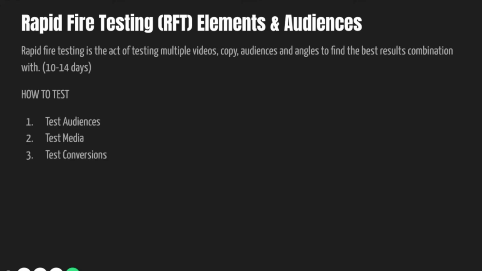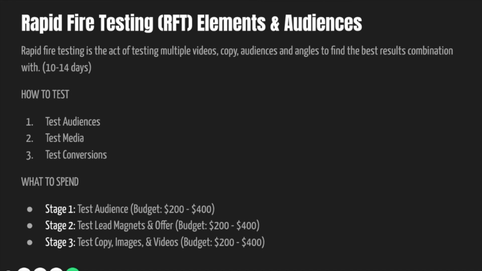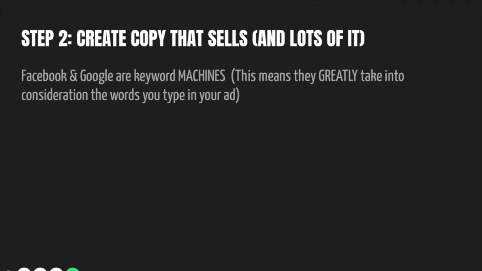Basically, you want to test your audiences, you want to test your media, and you want to test your conversions. And especially if you're dealing with the realm of, like I said, Facebook. Now, what you want to spend is anywhere from 2 to 400 on both of them, on audiences, on lead magnet offers, on copy, image testing. And like I said, you want to really look at what is going to convert the best, what's getting us the best conversions, the best cost per click, the best everything.